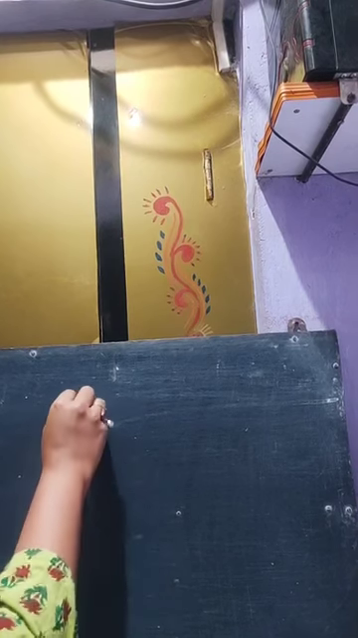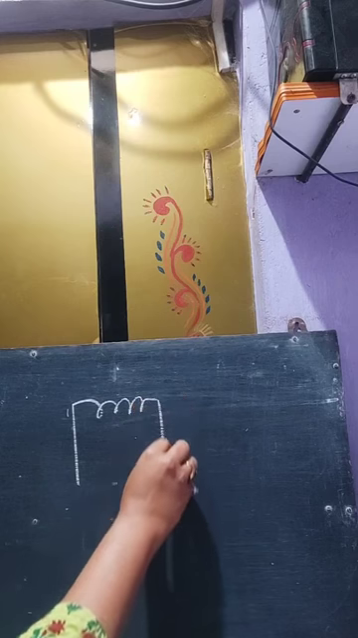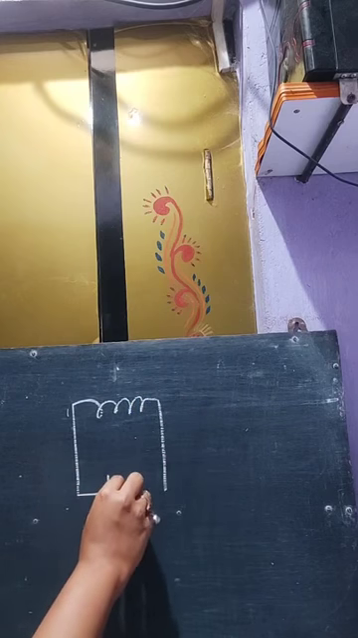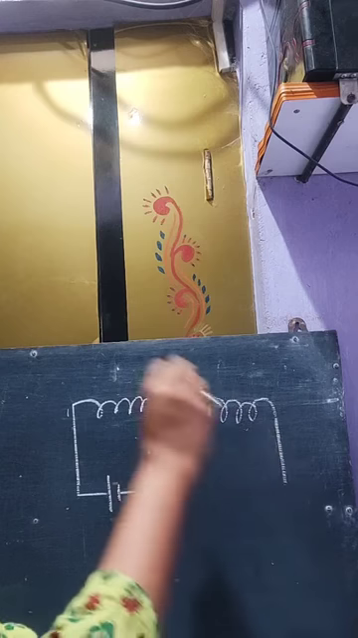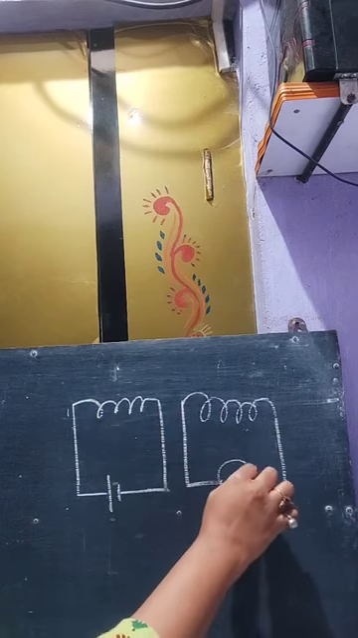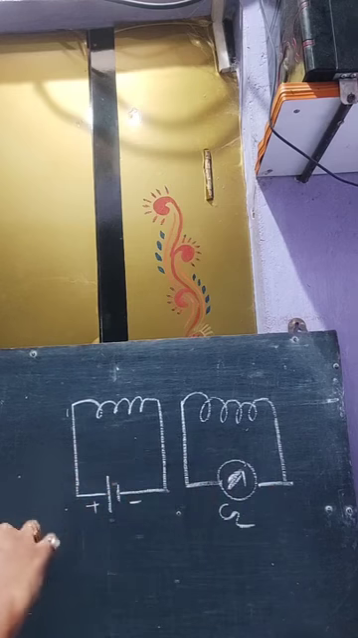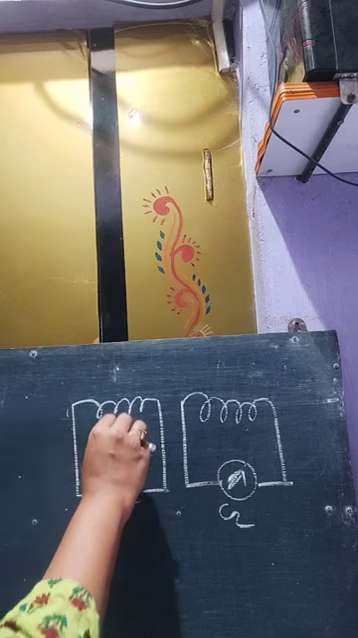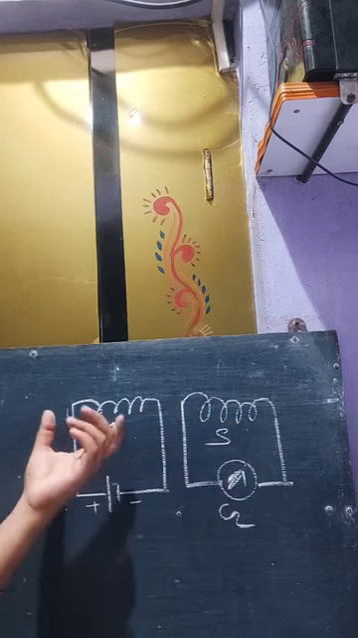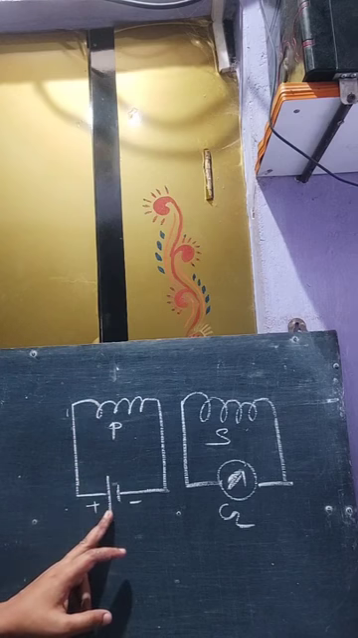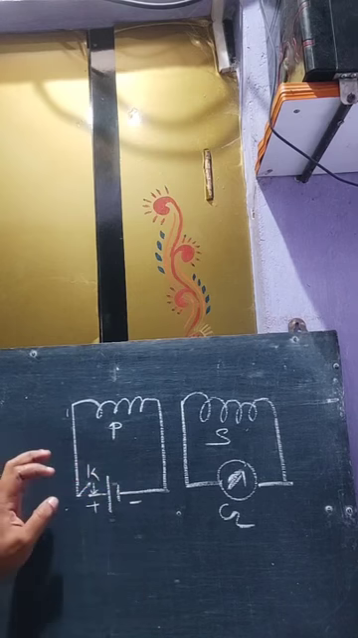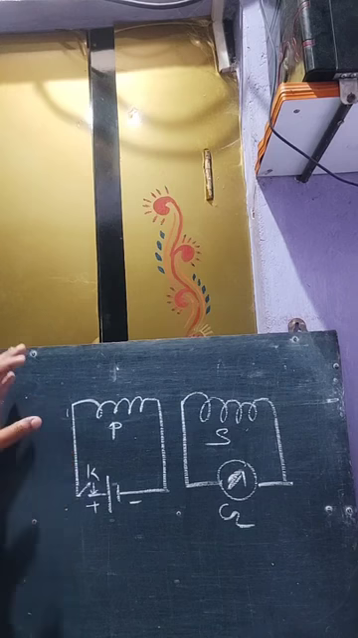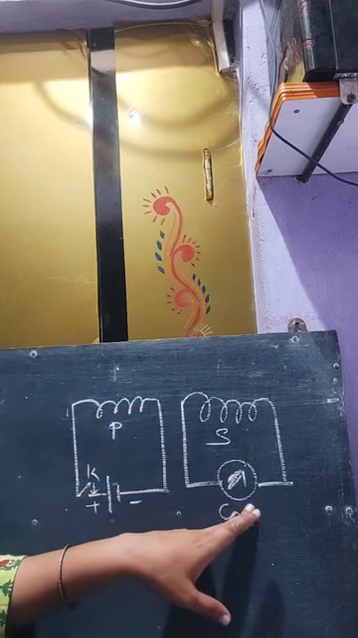So what is mutual inductance? Suppose a coil is here and it is connected with the battery, and another coil is also here, and here a galvanometer is connected. Suppose this is called the primary coil and this is the secondary coil. When this primary coil is connected with the battery and a key is connected here, if this key is on, then a momentary deflection of the galvanometer is produced.